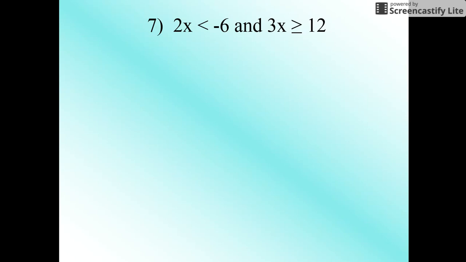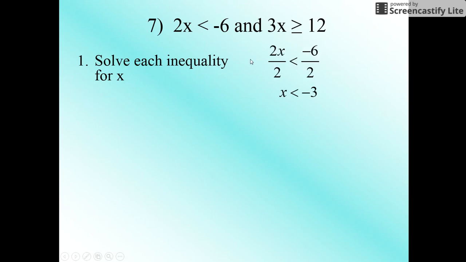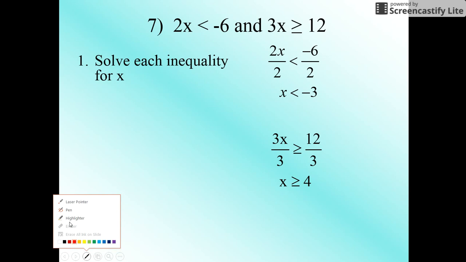For example, we have 2x is less than negative 6 and 3x is greater than or equal to 12. First thing we want to do is solve each inequality for x. We have 2x over 2 is less than negative 6 over 2. Dividing both sides by 2, we get x is less than negative 3. In the second one, 3x is greater than or equal to 12. Divide both sides by 3. x is greater than or equal to 4.